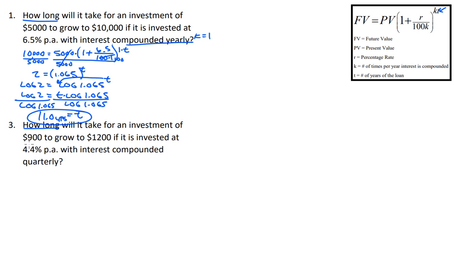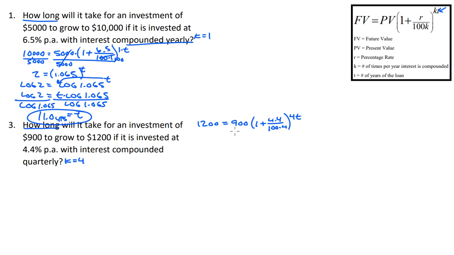Okay? All right, for 3, how long is it going to take for an investment of $900 to grow to $1,200 if it's invested at 4.4% with interest compounded quarterly? So quarterly, that means that our k is going to equal 4. Okay, so we want to end up with 1,200, starting with 900, and then we're going to enter all the rest of our info in there. 1 plus our interest rate, which is 4.4 over 100 times k, now k is 4, so we're going to put a 4 here and a 4 times t here.